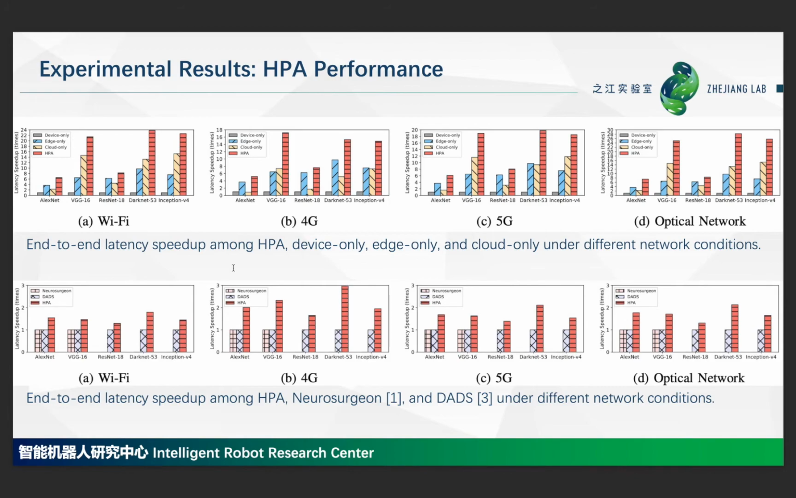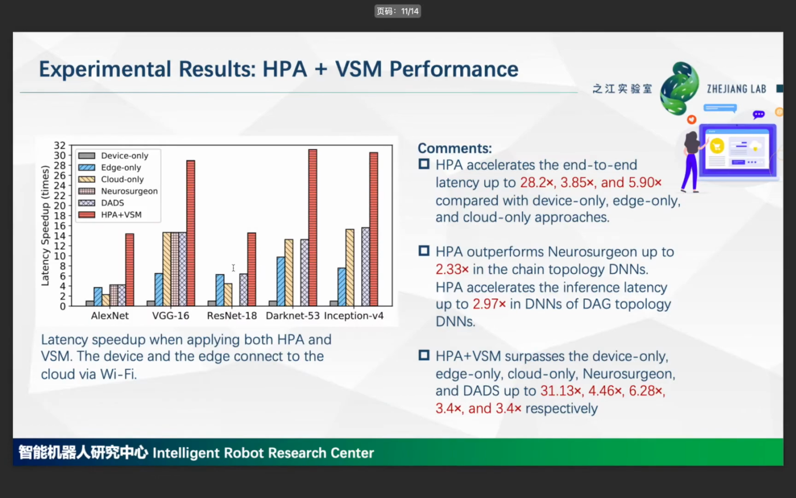Here are the experimental results. I show the HPA-only performance in these 2 charts. The first chart shows the end-to-end latency speedup among HPA, device-only, edge-only, and cloud-only under different network conditions. The second one compares the HPA with the state-of-the-art. And this chart shows the latency speedup when we apply both HPA and VSM. The device and the edge connect to the cloud via Wi-Fi.